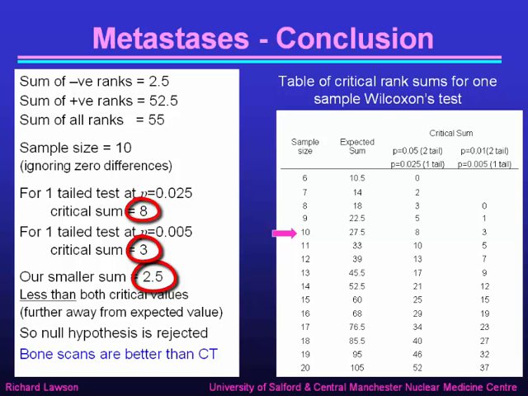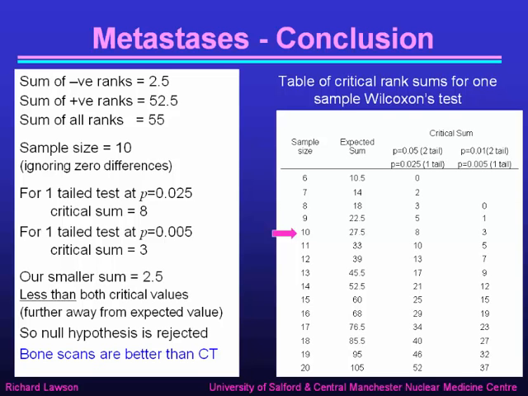Remembering that for the Wilcoxon test, the rank sum has to be smaller than the critical value to be significant, meaning that it's further away from the expected value, which was 27.5, so it's more extreme than the expected value. That's why it's significant.